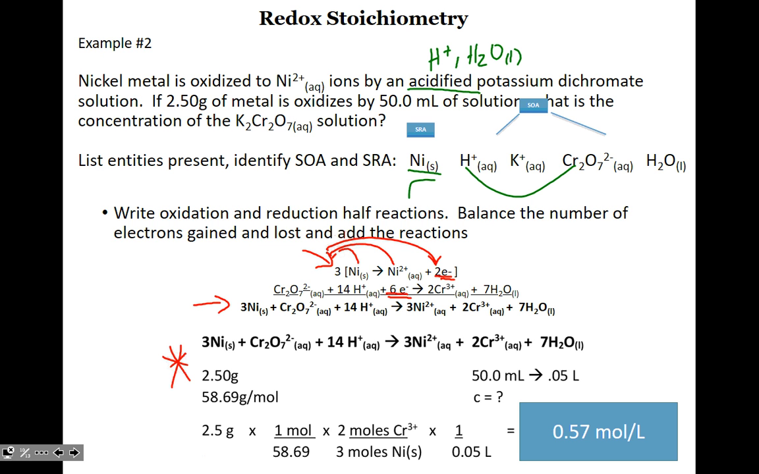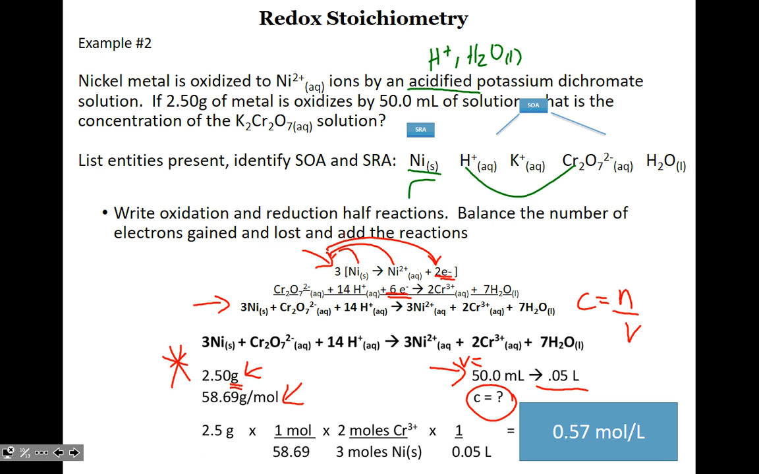We're populating. I have 2.50 grams of the nickel, and I have the molar mass of the nickel because I have grams. Anytime you have grams, you include the molar mass. I have my volume, which is 50 milliliters or 0.05 liters, and I'm looking for my concentration. Now, remember, concentration is equal to number of moles over volume.